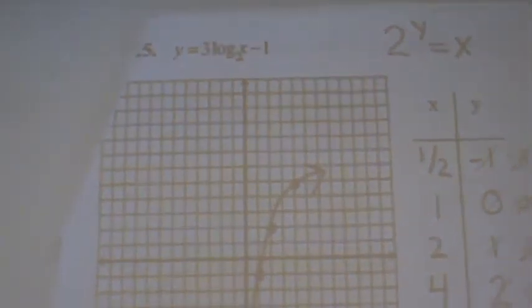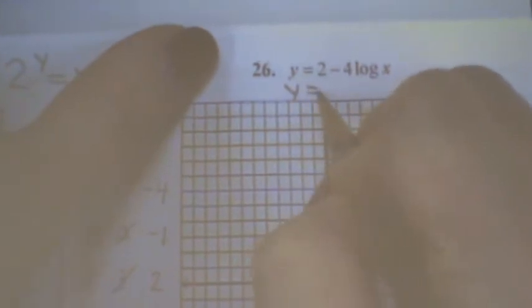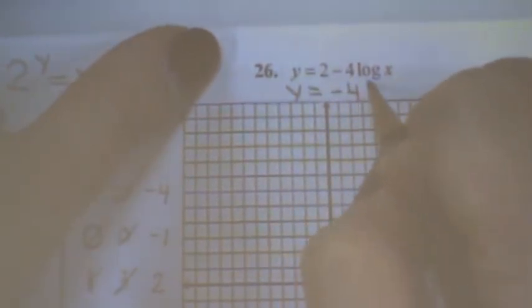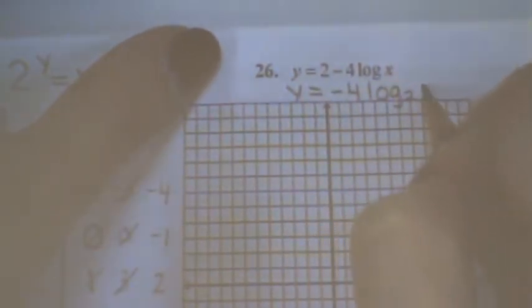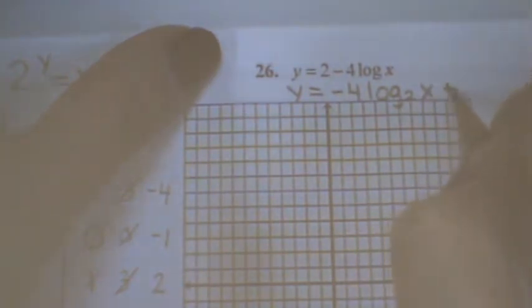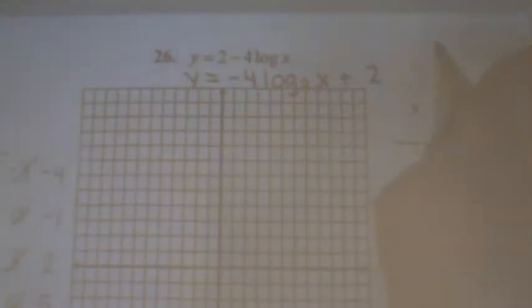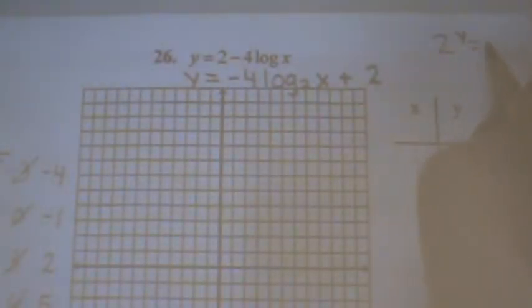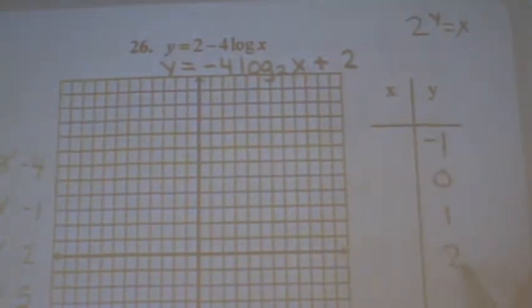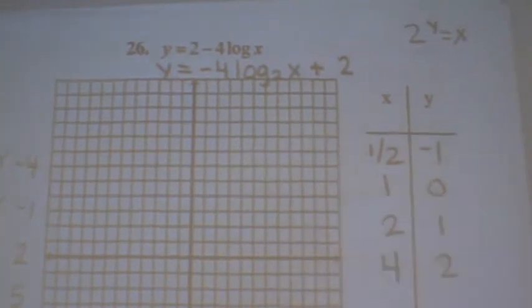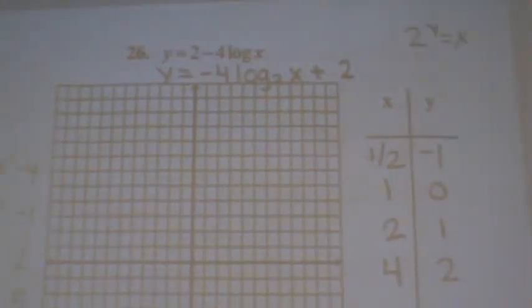How about 26? I need to rewrite this one because it's messed up. It would be -4, and I told you to make this base 2, right? And then +2. So we're gonna take our table, our 2 to the y power is x, which is your -1, 0, 1, 2. 1/2, 1, 2, and 4. And what are we gonna do with these numbers?